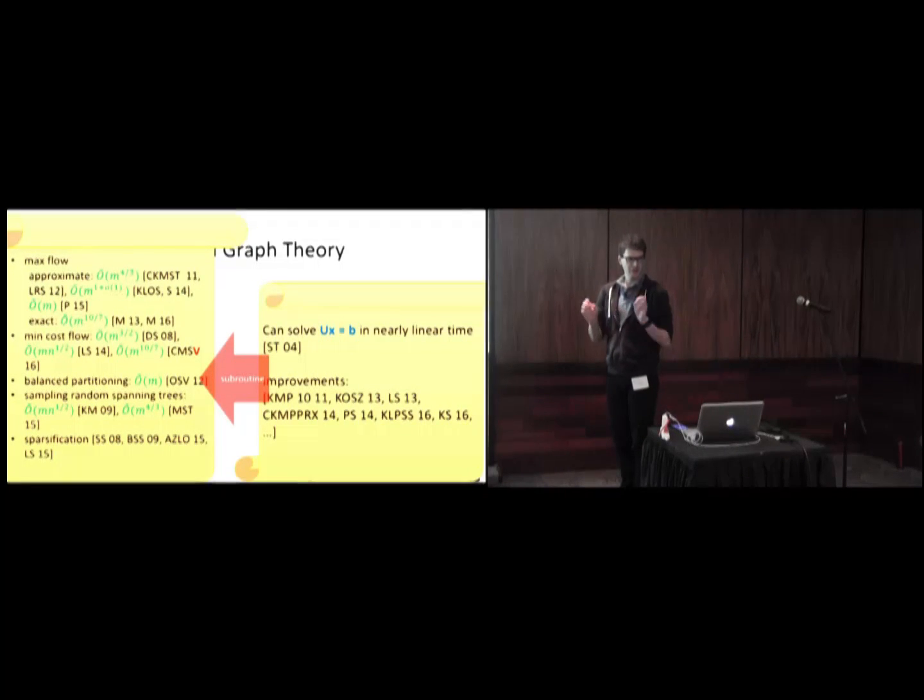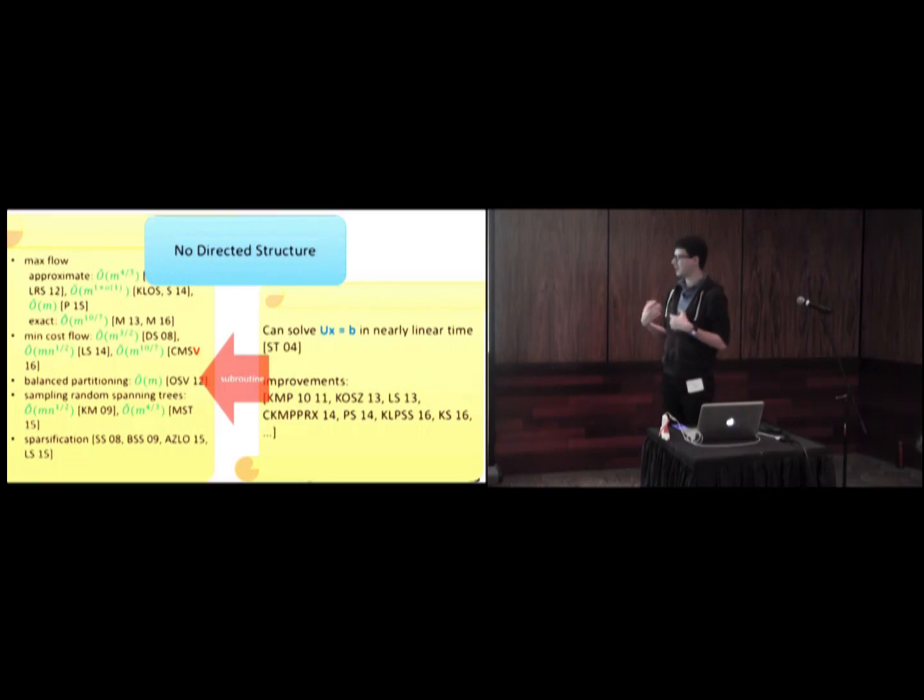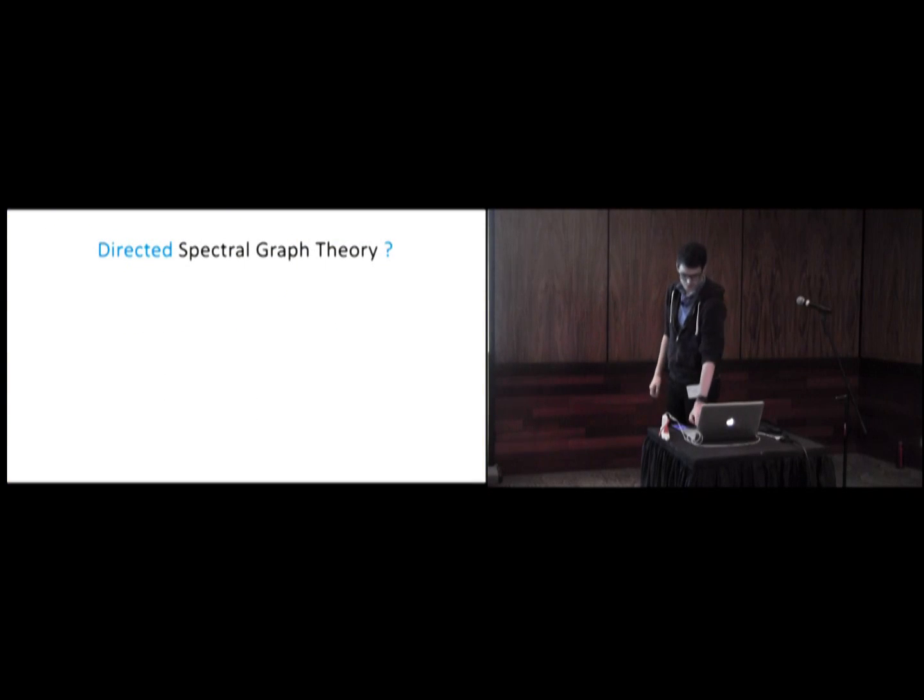All of these problems are by nature undirected. Even those that solve directed graphs keep solving undirected problems, because the Laplacian matrix is a symmetric object, so it doesn't account for the directed structure of the graphs. So if we want to extend this theory to handle directed graphs, we should probably try to define some form of directed spectral graph theory.